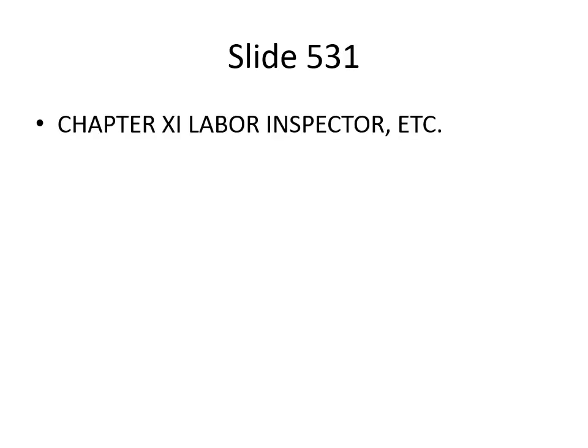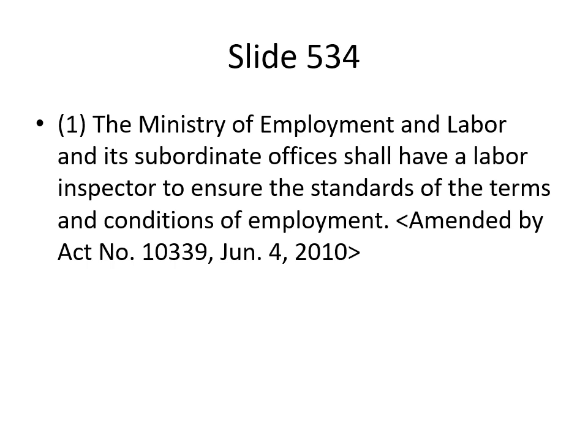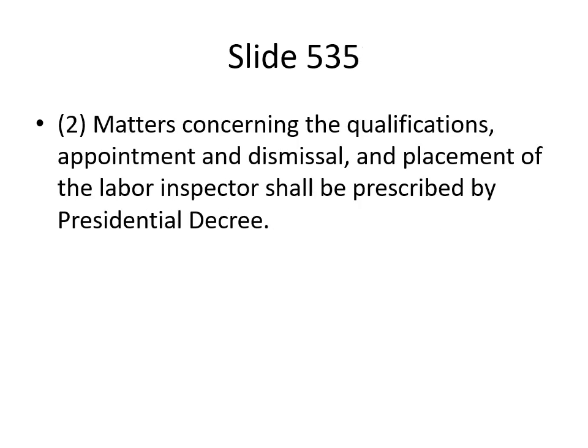Chapter 11, Labor Inspector, etc. Article 101, Supervisory Authorities. 1. The Ministry of Employment and Labor and its subordinate offices shall have a labor inspector to ensure the standards of the terms and conditions of employment. <Amended by Act No. 10339, June 4, 2010> 2. Matters concerning the qualifications, appointment and dismissal, and placement of the labor inspector shall be prescribed by presidential decree.